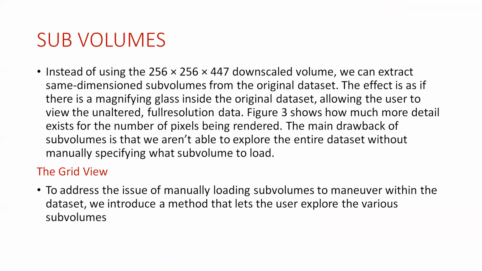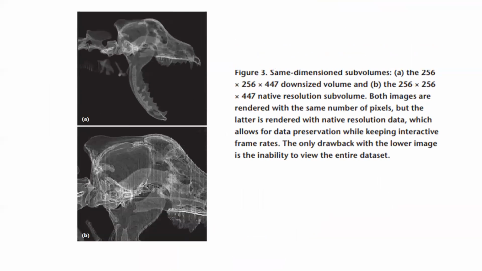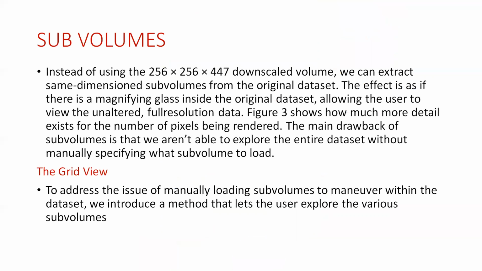Instead of using the 256 by 256 by 447 downscaled volume, we can extract same dimensioned subvolumes from the original dataset. The effect is as if there is a magnifying glass inside the original dataset, allowing the user to view the unaltered full resolution data. Figure 3 shows how much more detail exists for the number of pixels being rendered. The main drawback of subvolumes is that we aren't able to explore the entire dataset without manually specifying what subvolume to load.